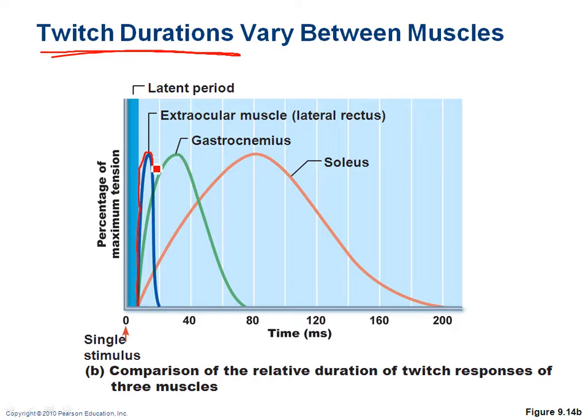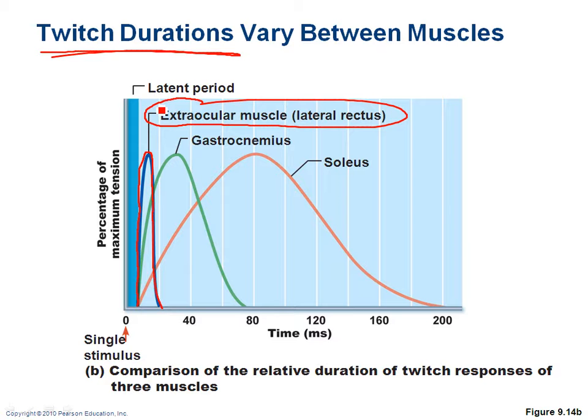But if you look right here on the graph, they're showing you a muscle with a very fast twitch, contracts and relaxes really quickly. And those types of twitches are characteristic of muscles such as one of your extraocular muscles. That's a muscle that controls some of your eye movements. Those types of muscles make really fine, delicate movements.